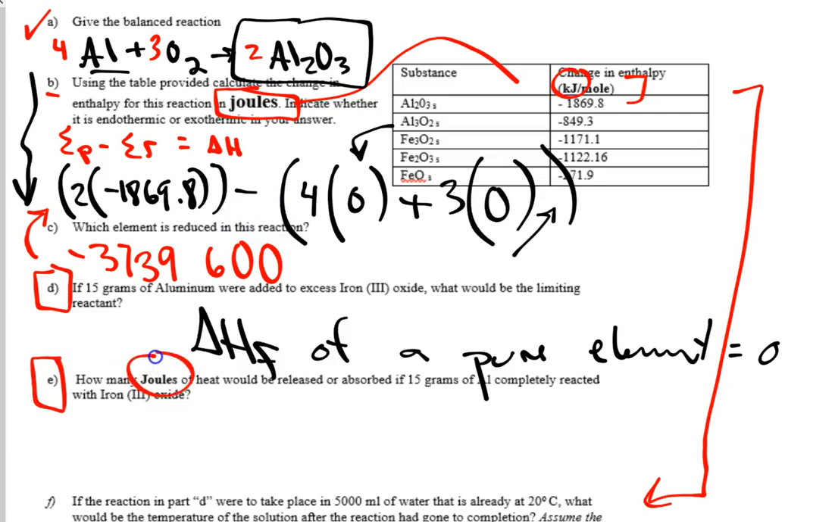Notice it's in joules again. How many joules of heat would be released or absorbed if 15 grams of Al completely reacted with iron(III) oxide? Now, we're not doing that, we're pretending that we are here. Are you okay with that? So we're going to make a picket fence, because that's what I do half the time. What do I start with? Good, the 15 grams of Al.